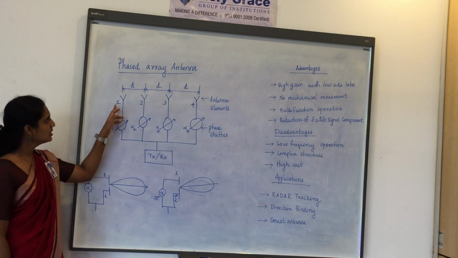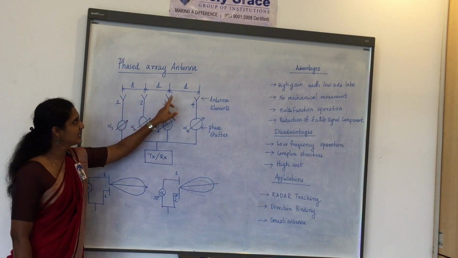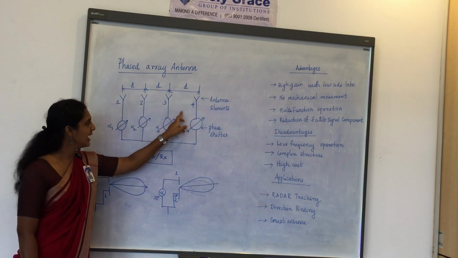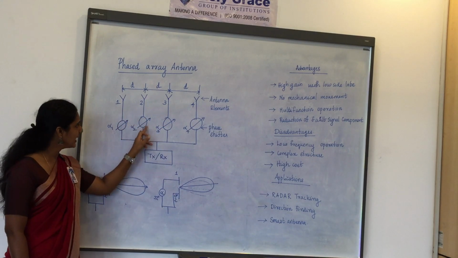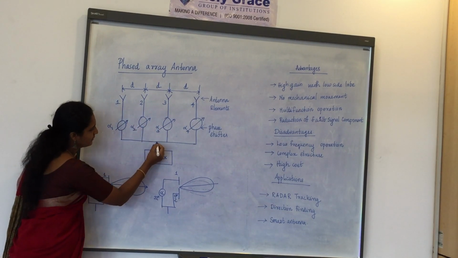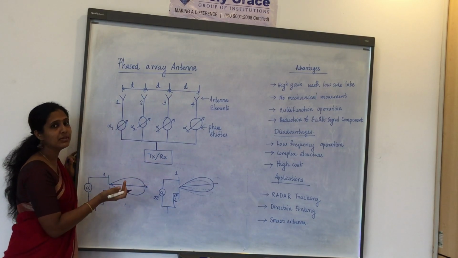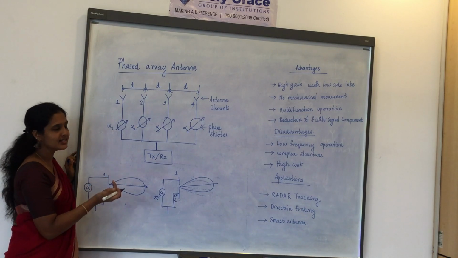This is an array of antennas, equally spaced at a distance d. There are 4 antenna elements. Each is connected to a phase shifter. We all know that this will then be connected to a transmitter or a receiver. That means the antenna can act as both transmitter and receiver.